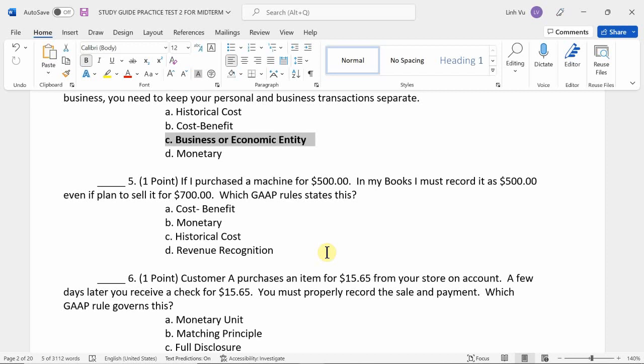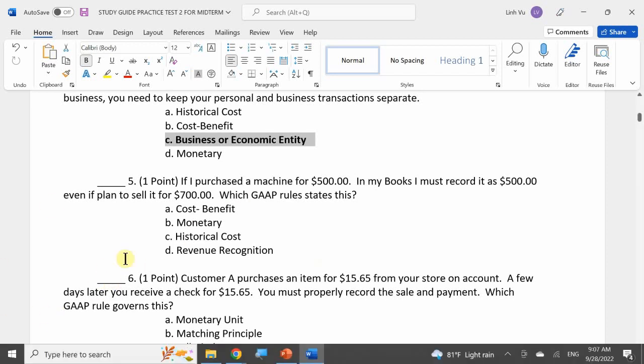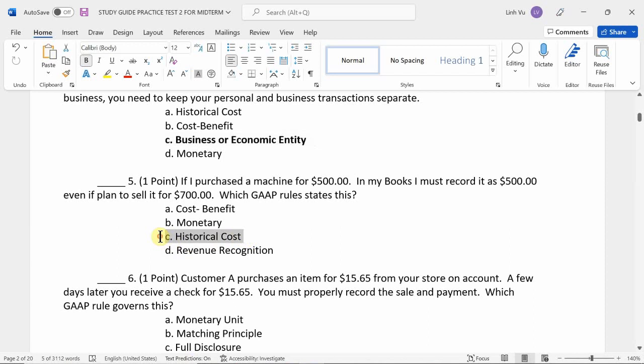Would it be C? Historical cost is correct. Right? You have to record your books at $500 even if they have a potential gain. It's always going to remain in your books as $500 until the day that you sell it. That's where you recognize any gains or any losses. Okay?